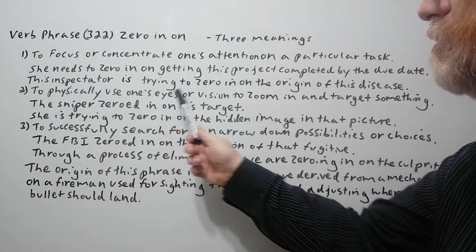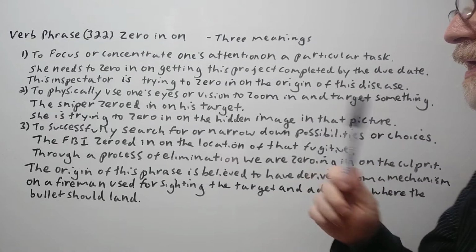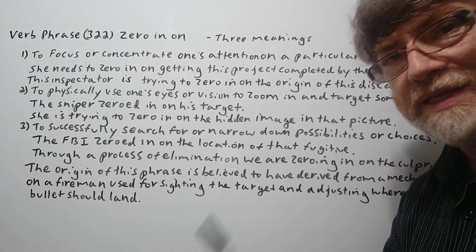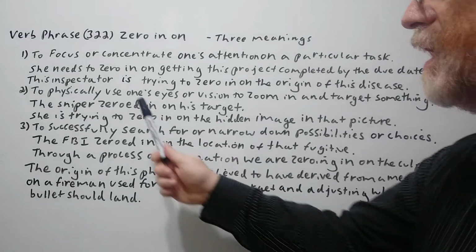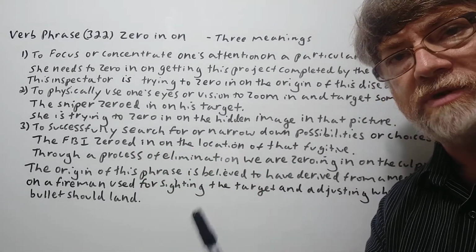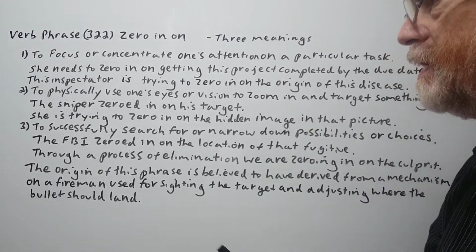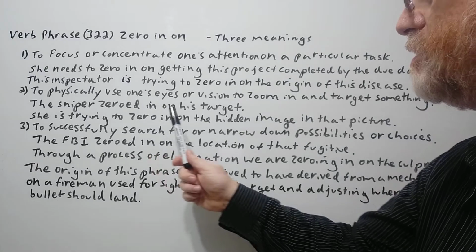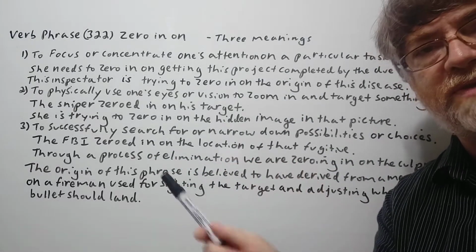All right, the second one, this is more physical. To physically use one's eyes or vision to zoom in on and target something. So that's kind of where the idea comes from, coming from like a gun or a rifle. The sniper zeroed in on his target. So literally use his eyesight to focus where to hit them. Or number two, she is trying to zero in on the hidden image in that picture.